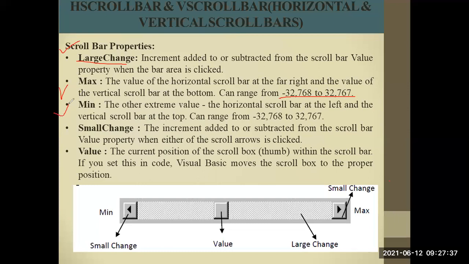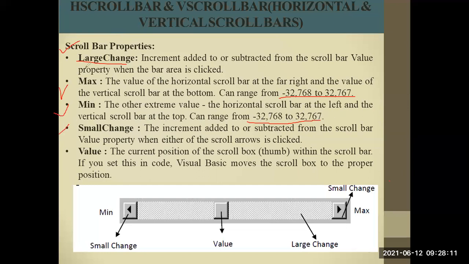Similarly, we have a minimum value. It is very similar to the max value, but instead of storing the maximum range, it will store the minimum range. For the horizontal scroll bar, it will be at the left of it, and for the vertical scroll bar, it will be at the top of it. The range is from minus 32,768 to plus 32,767.